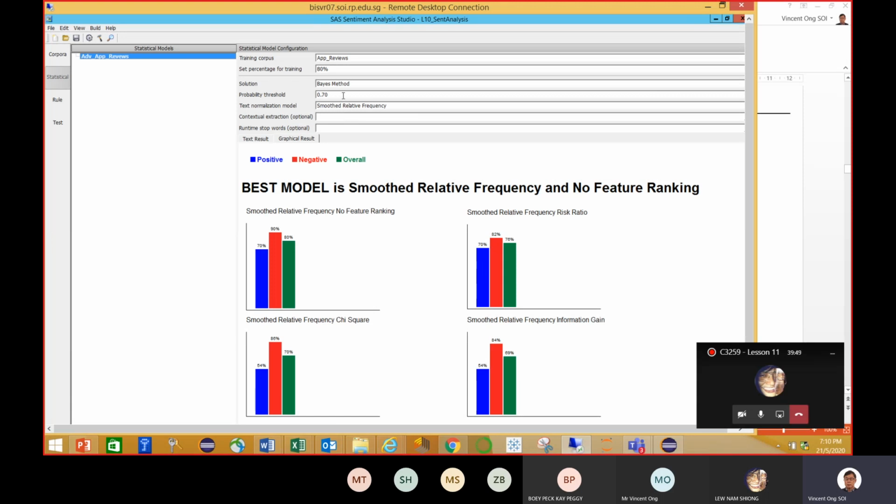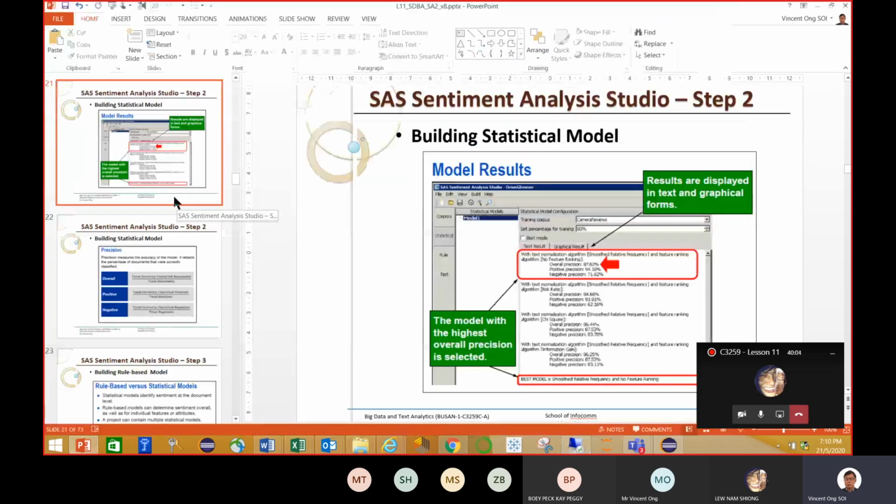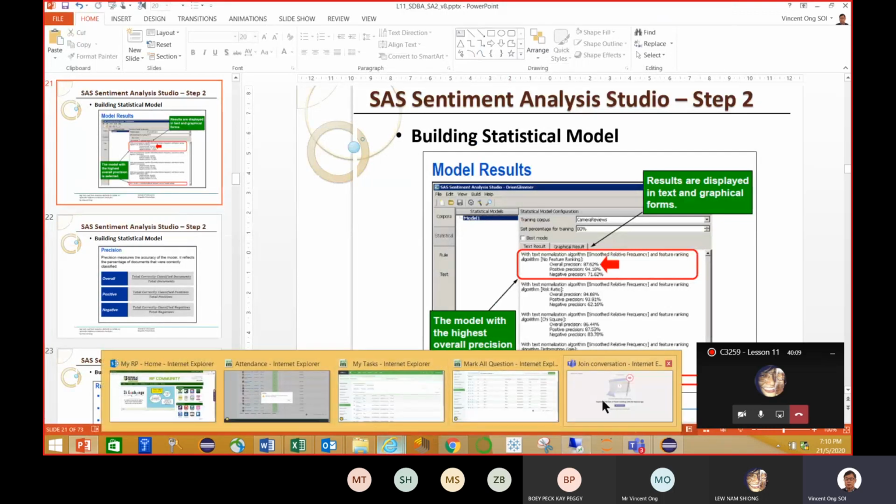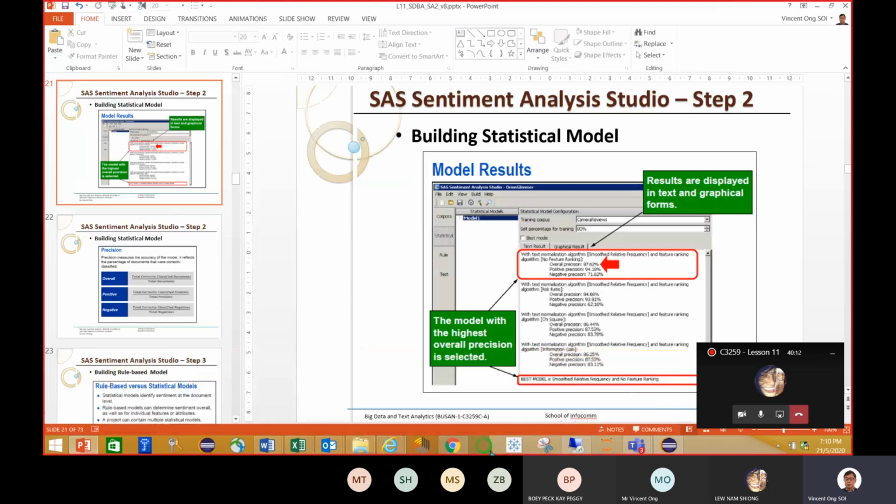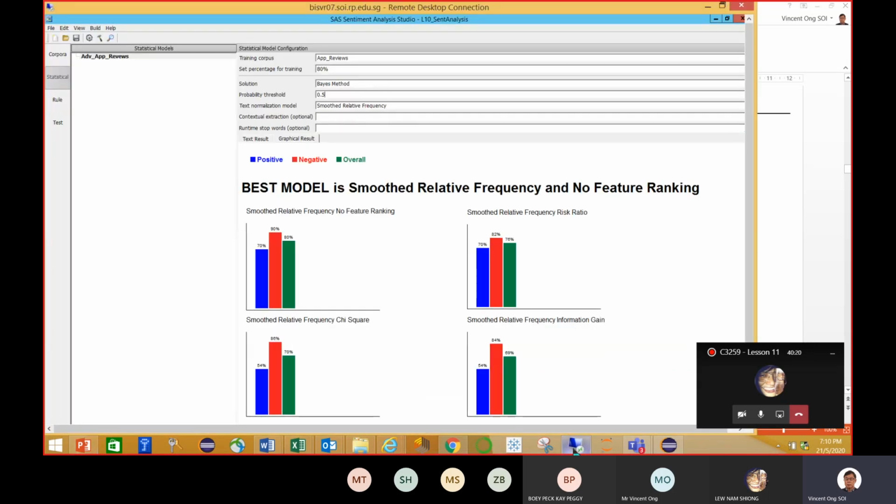The probability threshold here is by default 0.5. Now what it means is, remember just now we said that the result from the model will give us a probability value. So this threshold value will decide whether it's going to be positive or negative. Let me just run this first, and then I'll explain further. Run this model.